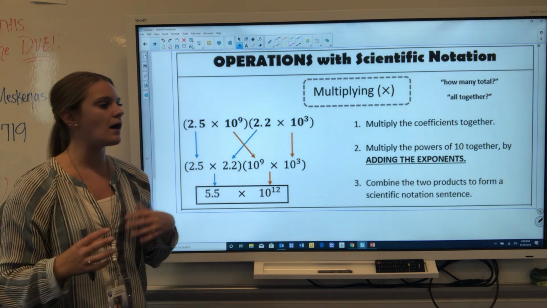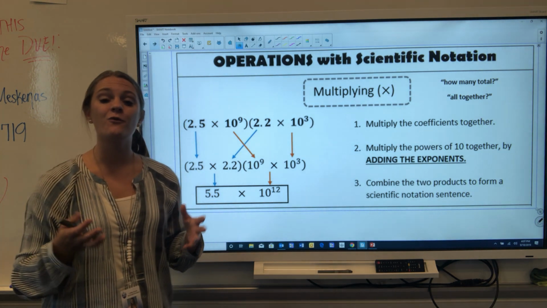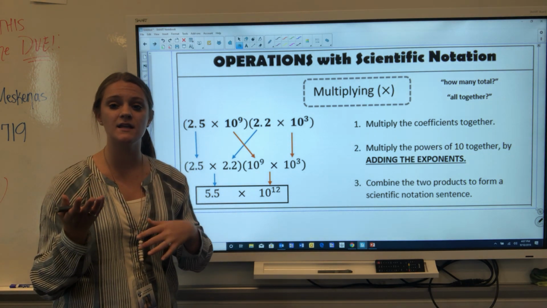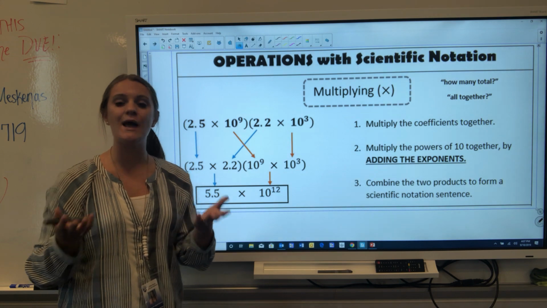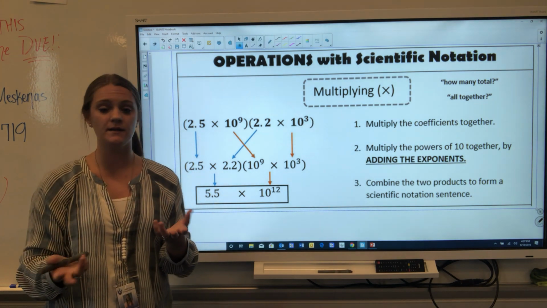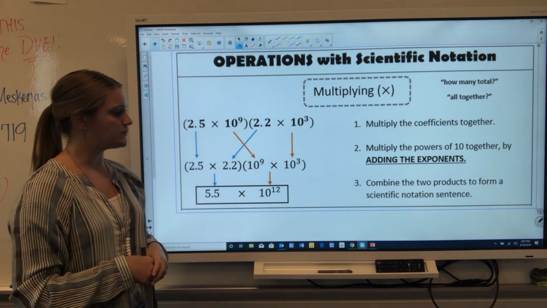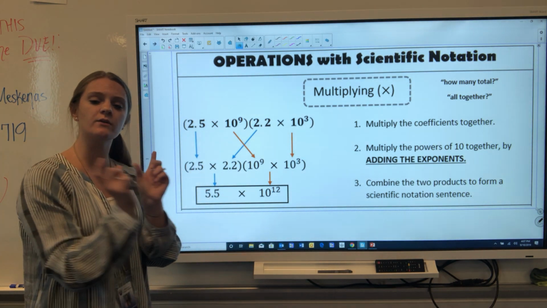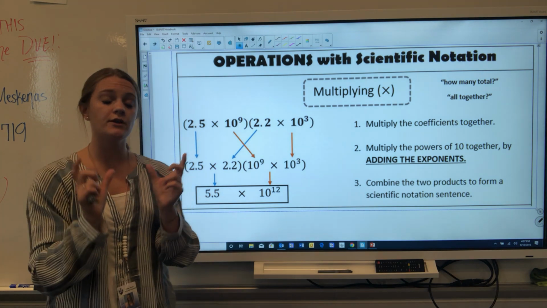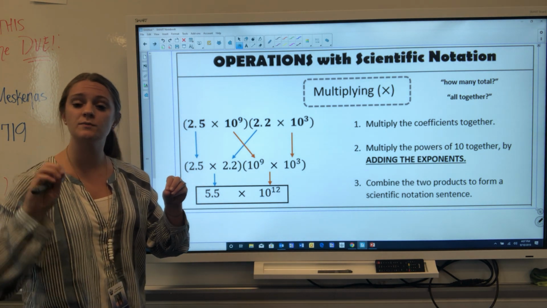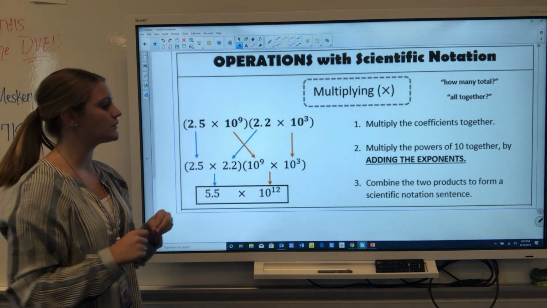So if you see a word problem and it says how many total, for example, when we learned there were 100 billion stars in our galaxy, 400 billion galaxies, how many total stars, you multiplied. All right, or how much altogether. Those are things that tell you you're multiplying. So you're just going to rearrange your scientific notation expressions, and multiply the coefficients together and multiply the powers of 10 together. So let's see what that looks like.